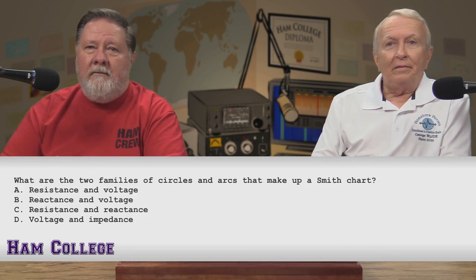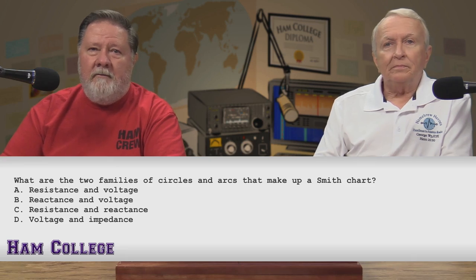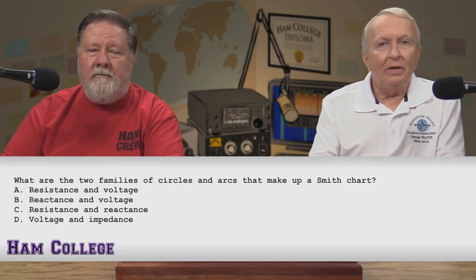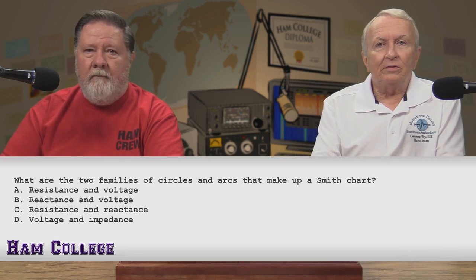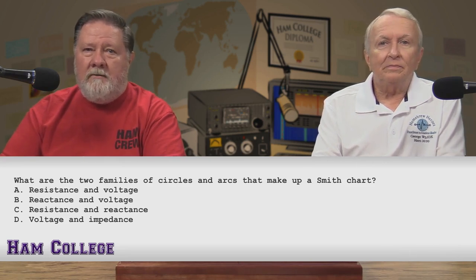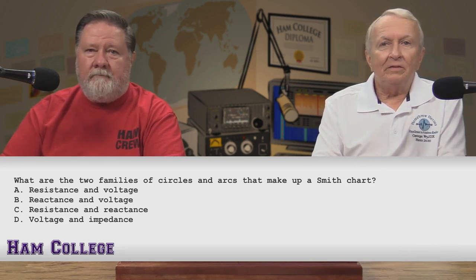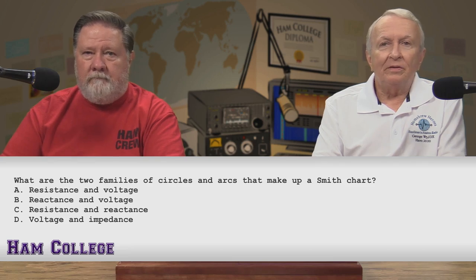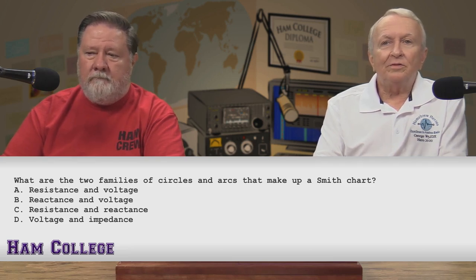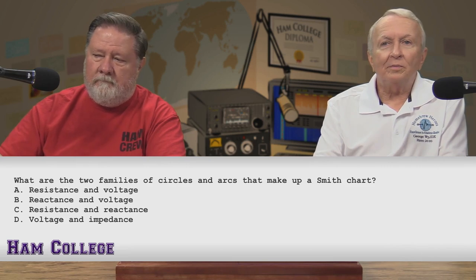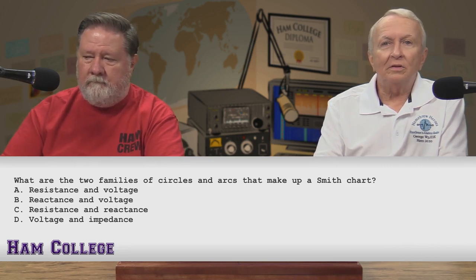What are the two families of circles and arcs that make up a Smith chart? A, resistance and voltage. B, reactance and voltage. C, resistance and reactance. D, voltage and impedance. What are the two families of circles and arcs that make up a Smith chart?